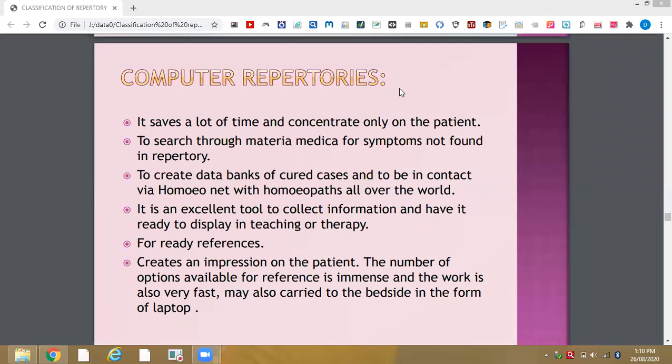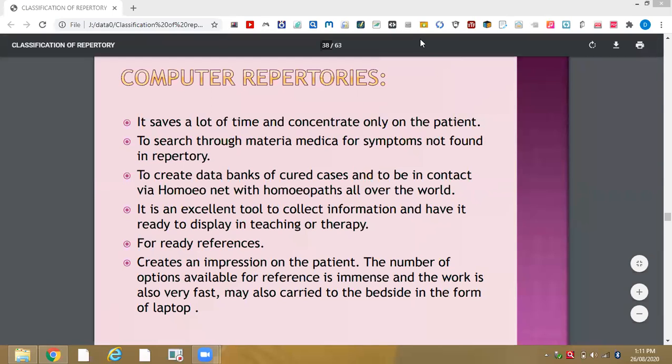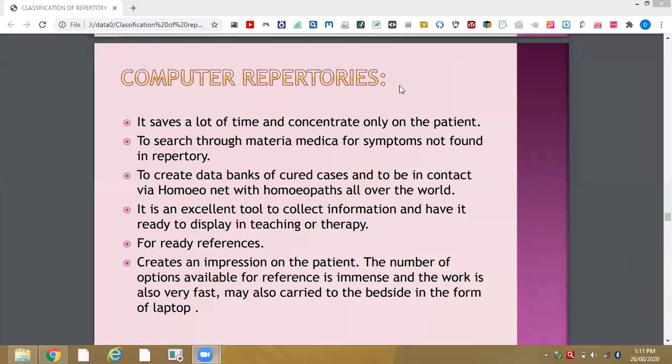Then for ready reference it is very much helpful. Then for teaching purpose and therapeutic purpose, it is helpful. So in this way, the computer repertories are helpful to us in many ways. It creates an impression on the patient. The number of options available for reference is immense and the work is very fast, and it may also be carried to the bedside in the form of a laptop.